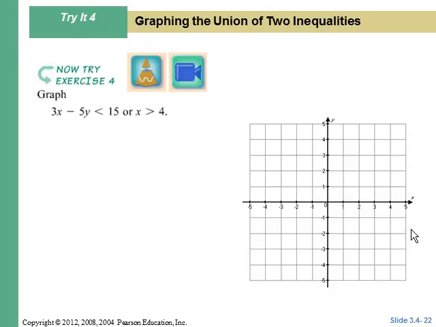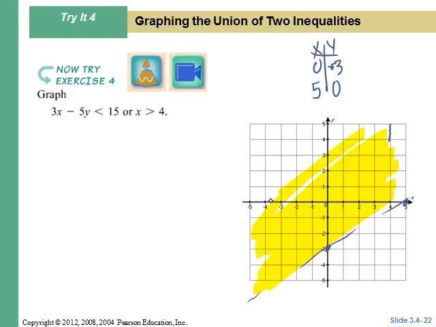On this problem, x, y, x is 0, y is negative 3, y is 0, x is positive 5. X is 0, y is negative 3, x is 5, y is 0. And it's a dashed line. X is greater than 4. Oops, I should shade that line first. Try the point 0, 0. 0 minus 0, is that less than 15? Yes. So we're going to shade above that line.